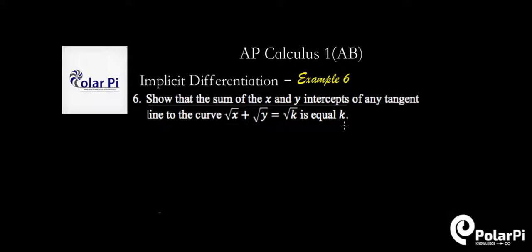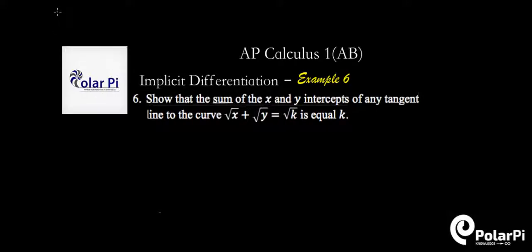So what we have to do is find the tangent line to this curve for any point, and then show that the x and y intercept of said tangent line are going to add to k. So the sum of the x and y intercepts of any tangent line to this curve has to have the value k. All right, so how do we start?